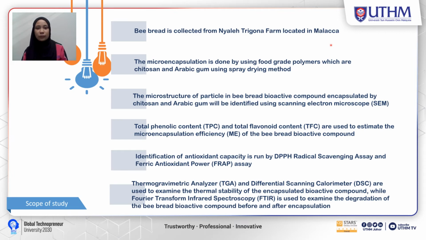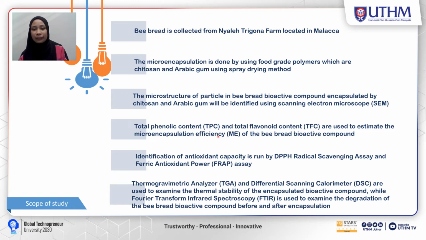Next, the scope of study is as follows. The first one, vibrate is collected from a Heterotrigona farm, which is located in Malacca. Next, the microencapsulation is done by using food-grade polymers, which are chitosan and Arabic gum, by using the spray drying method. Third, the microstructure of particles in the vibrate bioactive compound encapsulated with chitosan and Arabic gum will be identified using scanning electron microscope (SEM).